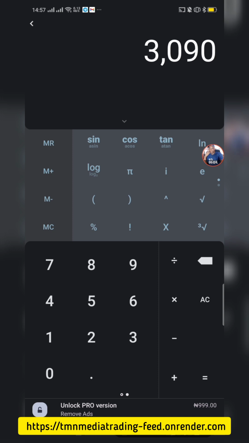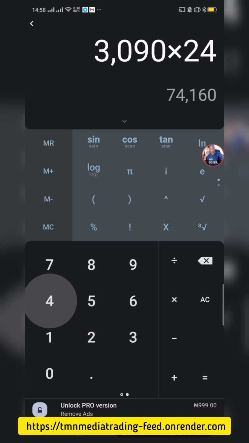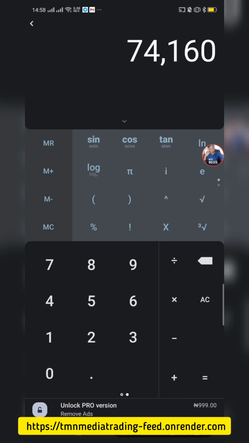If you are able to stabilize yourself making $3 every day and you do it for 24 days, you are going to make 74,000 naira. With you, your phone, and your trade. You are now wondering, what about losses? See, if you stick to the plan, if you trade your plan, your losses will be minimal.